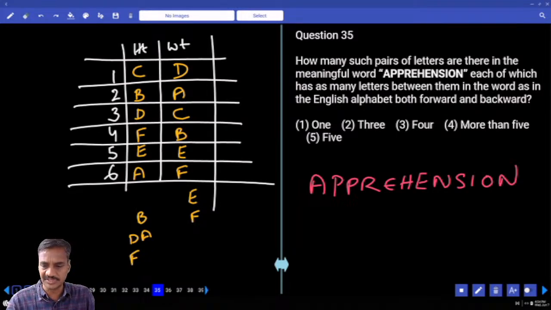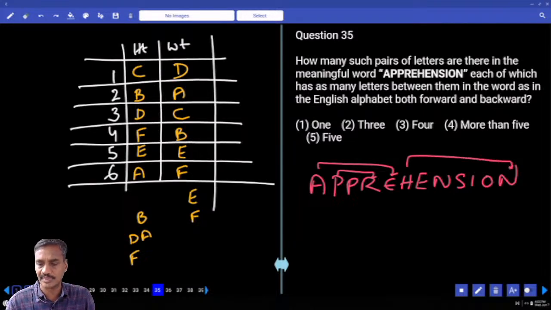A, B, C, D, E, there is 1. F, G, H, I, J, K, L. P, Q, R, there is 1 more. S, T, no letter more than this one. P, Q, R. R, no letter more than this. H, I, J, K, L, M, N. H to N, there is 1 more. Isn't it? Then E, F, G, H, I, J. N, O, P, Q, R. That's it. Left to right there are only 3.